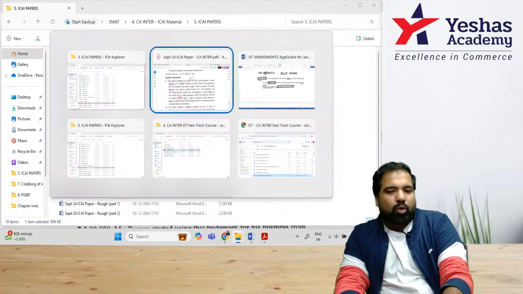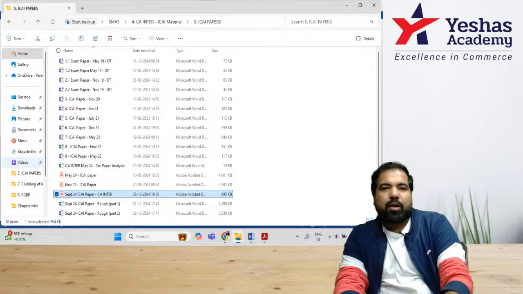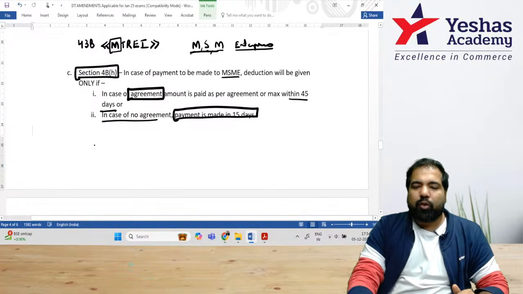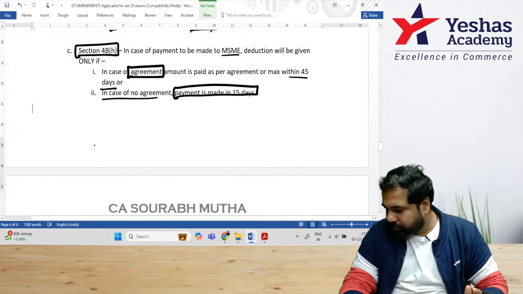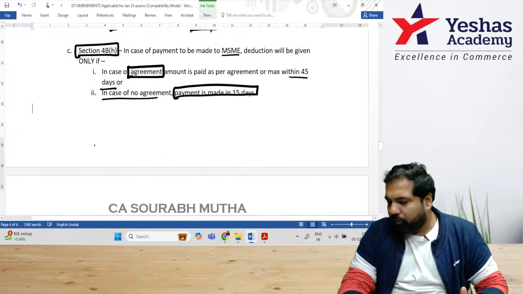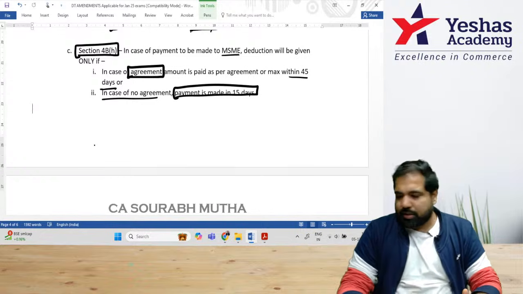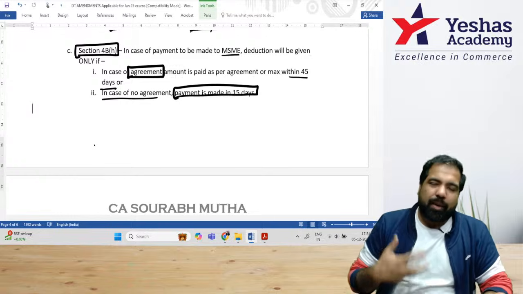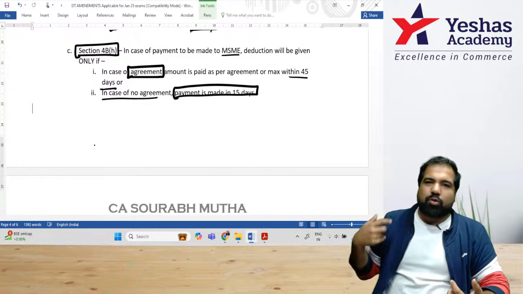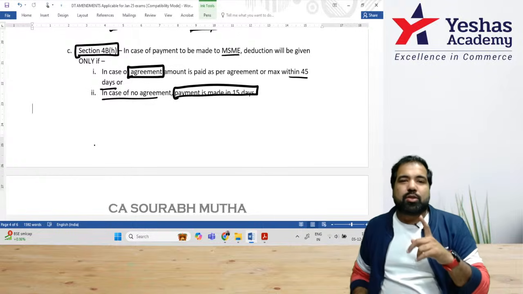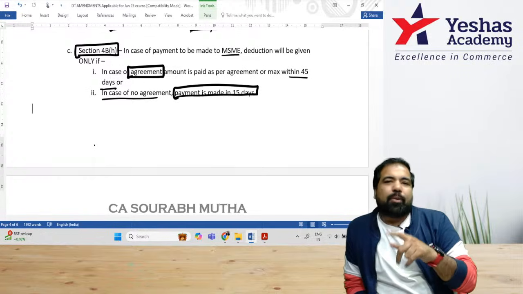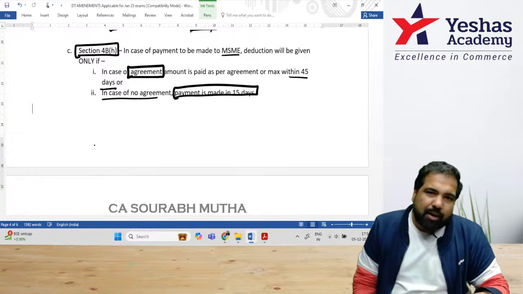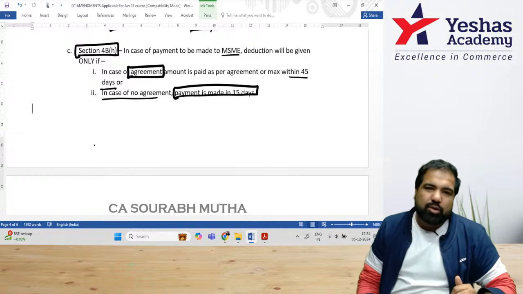In the exam, don't worry about the turnover limits. Remember that they will say it's a micro, small, and medium enterprise, and remember the due date of 45 and 15 days. Perfect. This is only for micro and small industries. Basically, they're trying to protect the micro and small industries, not medium, of course, only micro and small. Also, it is only applicable to the manufacturing and service industry. That means if you're purchasing from someone who does not manufacture, does not provide any services, then this concept does not apply.